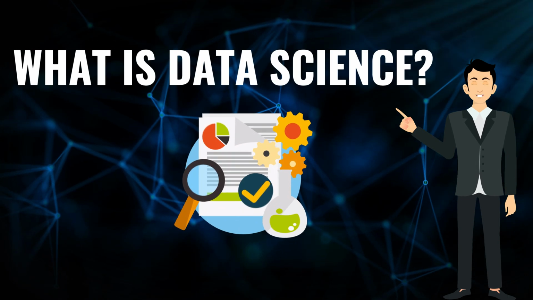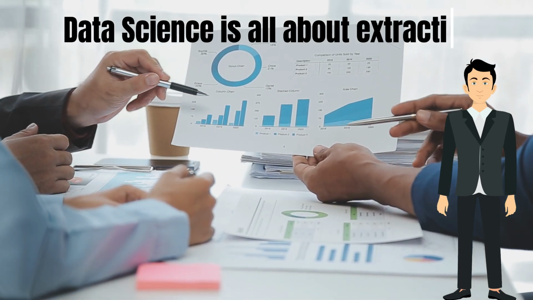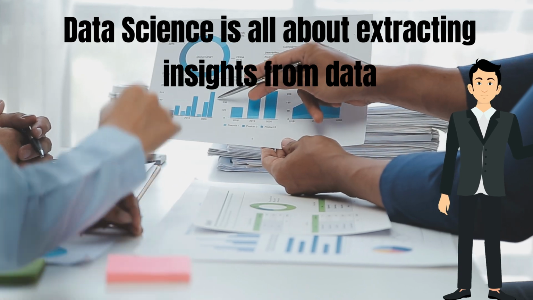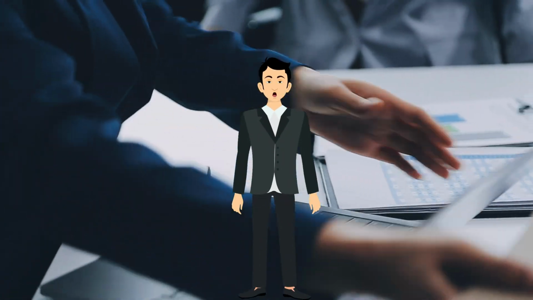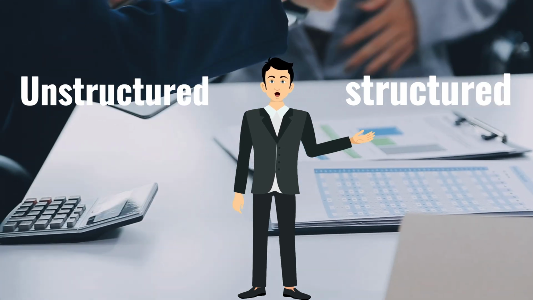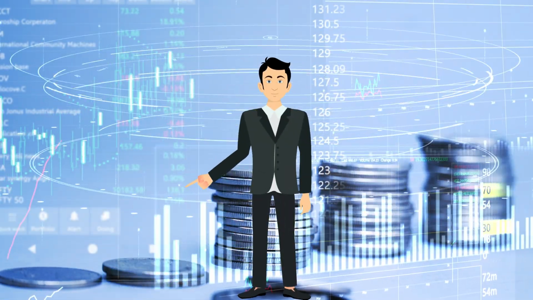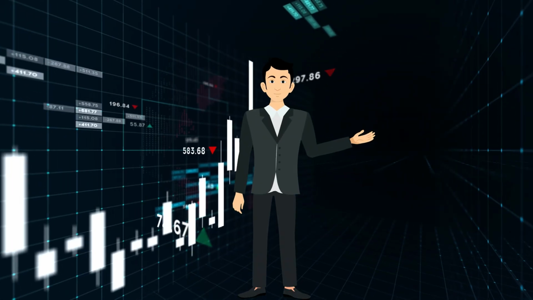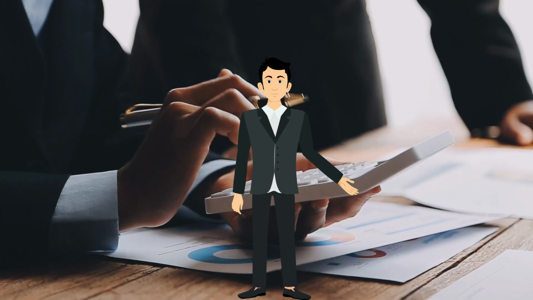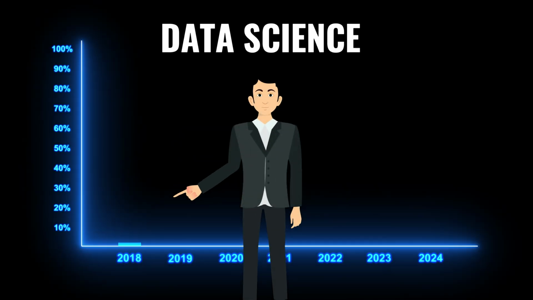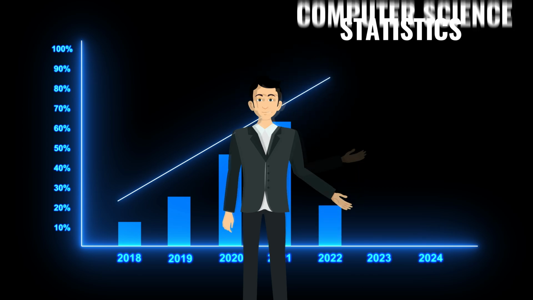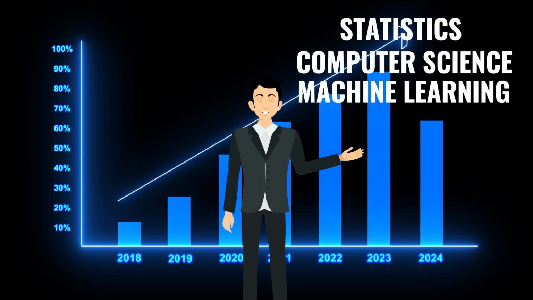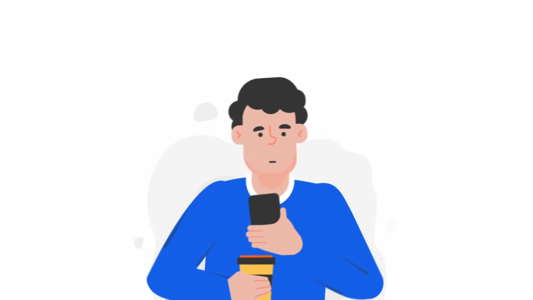What is data science? At its core, data science is all about extracting insights from data. It involves collecting, analyzing, and interpreting large sets of structured and unstructured data to help businesses make better decisions, predict trends, and even create new products. Data science brings together multiple fields like statistics, computer science, machine learning, and domain expertise. But here's the exciting part.